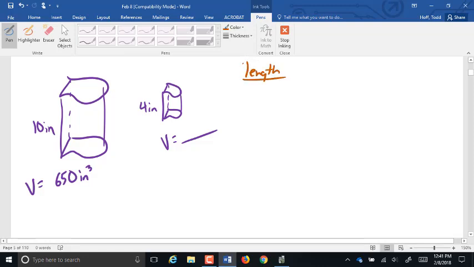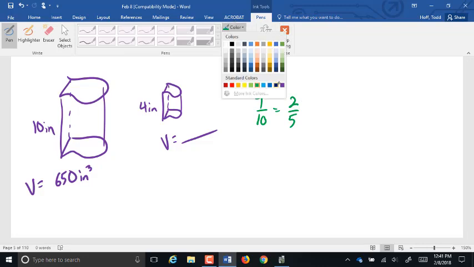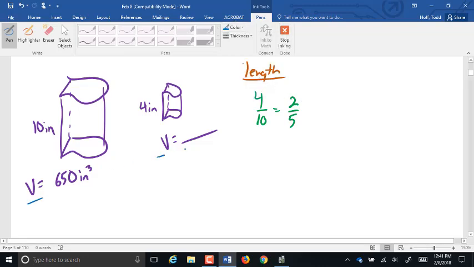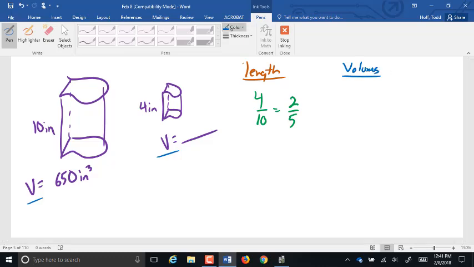Ratio of lengths is going to be what? Okay, we got 4 to 10, which does reduce to 2 to 5. Very good. Now we're comparing volumes, so we need a ratio of volumes. How do we get that ratio of volumes?